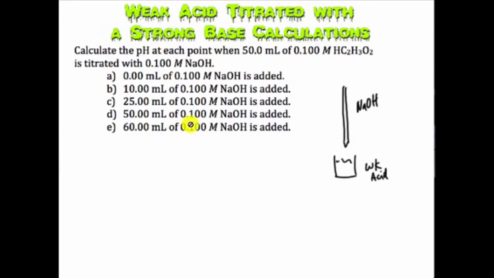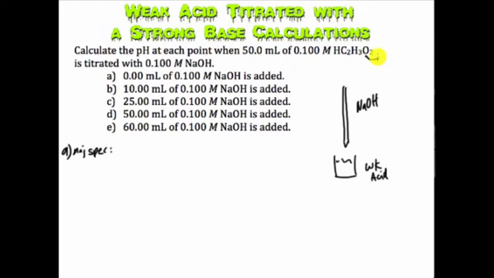All right, so first of all, let's start with adding 0 milliliters of the base. So what I'm doing is I'm not adding any base. All I have right now is just my weak acid. So I'm going to start with part A, and what I want to do is list the major species that I have present. What do I have in the solution right now? Well, right now all I have is my weak acid. My acetic acid is the only thing in here.